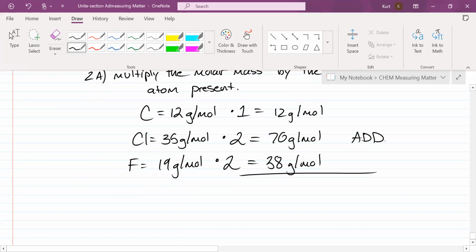So you may need your calculator for this. 38 plus 70 plus 12 is 120 grams per mole. This is the molar mass of CCl2F2. Okay. Yes. Should we always round the atomic mass to the whole number? Unless I tell you otherwise, yeah.